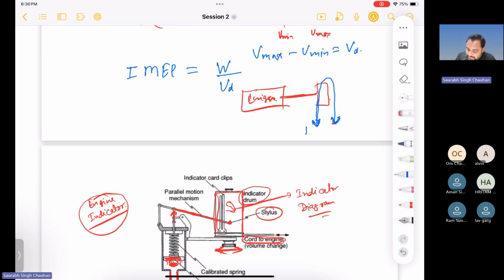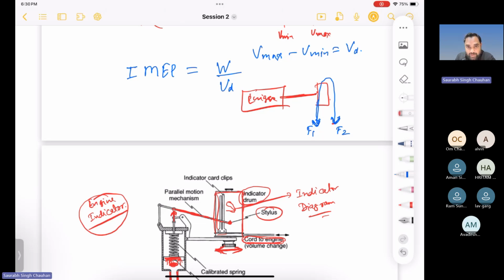Let us say this is force F1 or F2. When you increase F1 or F2, the rope will be tight, and since it is on this pulley, there will be friction. The more the value of F1 and F2, the more the friction. More friction means more torque. This type of equipment is called a dynamometer. This is a brake dynamometer.